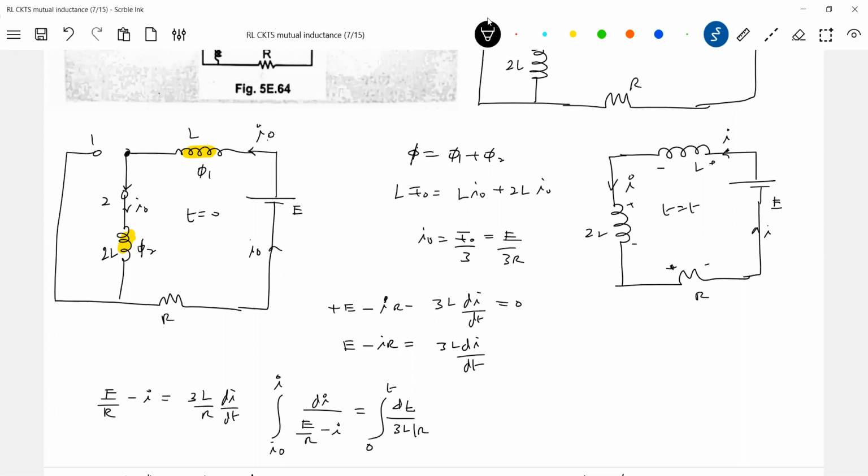Now, solve this. This will be log of E by R minus I, over E by R minus I1, equal to minus t by 3L by R.